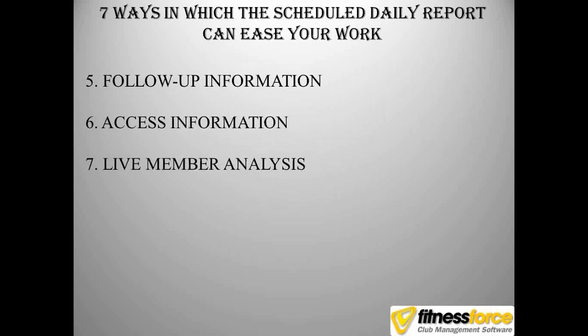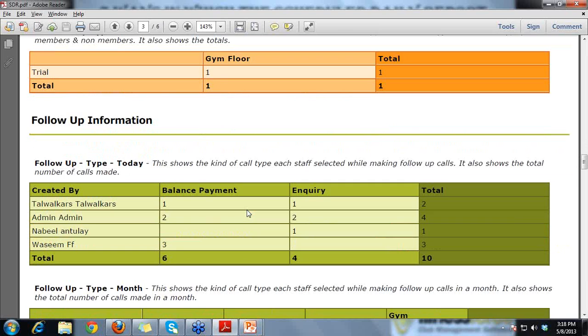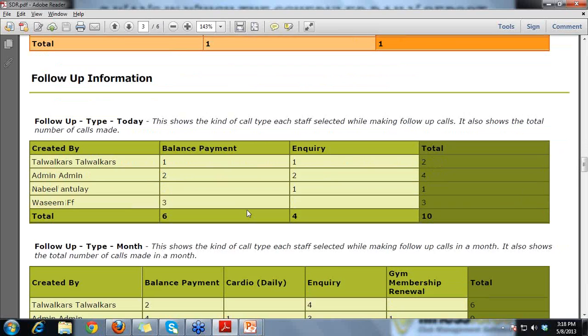Moving on to the fifth information, which is follow-up information. Now the follow-up information is basically divided into 2 parts. One is follow-ups done and the other is follow-ups missed. Now the first part shows the follow-ups done. For that day it shows how many follow-ups were done. So as you can see, there were a total of 10 follow-ups done.